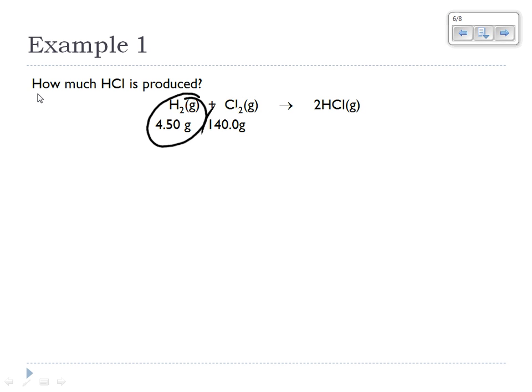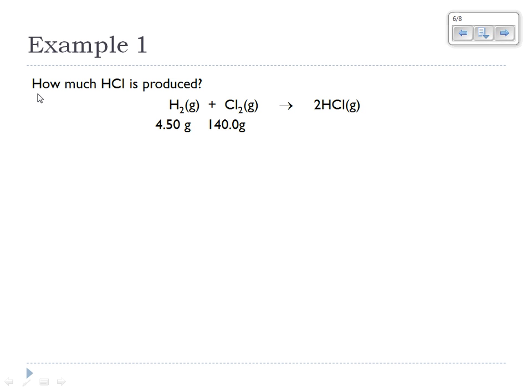Every other problem we've done up to now, I've only ever given you data on 1. So I would give you, oh, you've got 4.5 grams of hydrogen. How much HCl will you make? The difference now is that you actually have 2 different numbers. That means that you have to figure out which one is excess and which one is limiting, because the one that's limiting is going to tell you how much of your product you actually make.